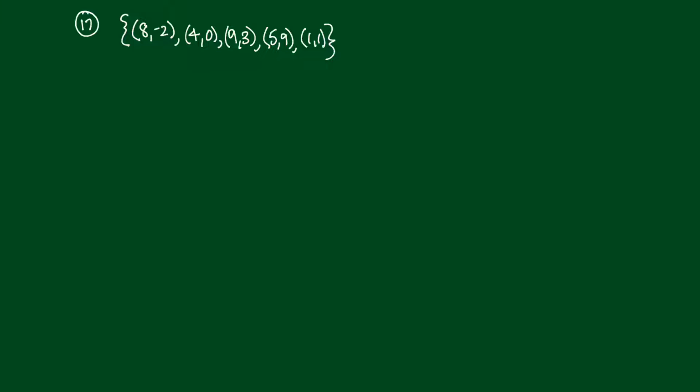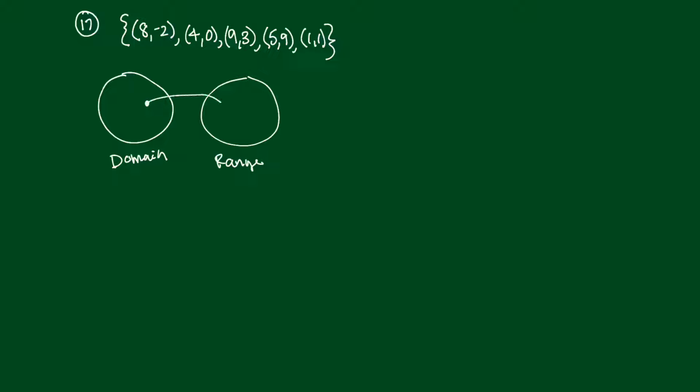What we want to do in this first problem, number 17, is determine if this relation, a set of ordered pairs, is a function. Now a function does this. It takes each element in the domain and maps it to exactly one element in the range.